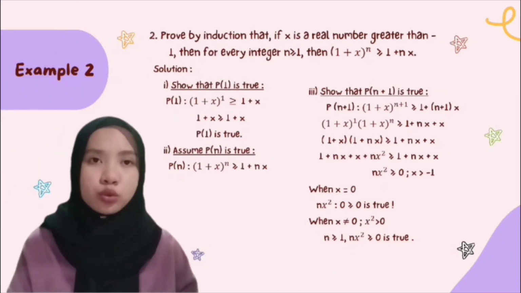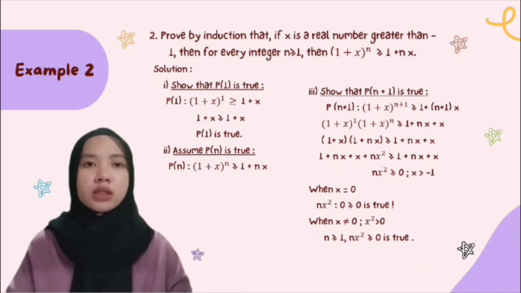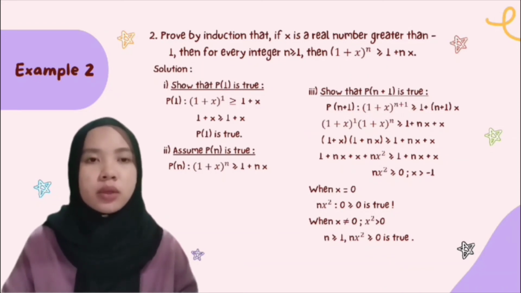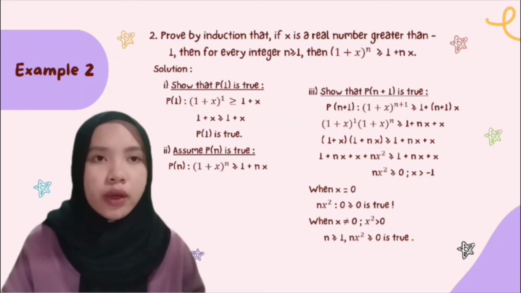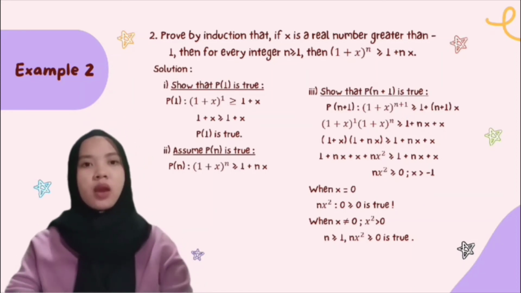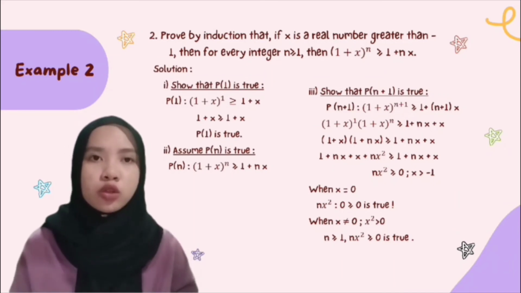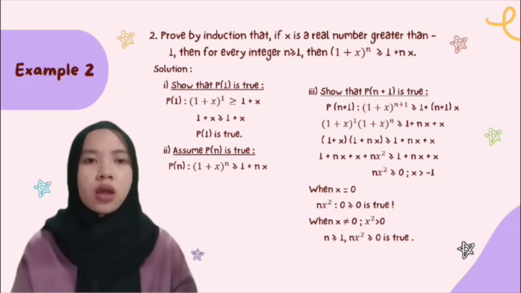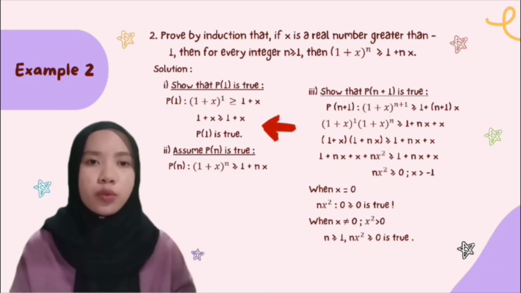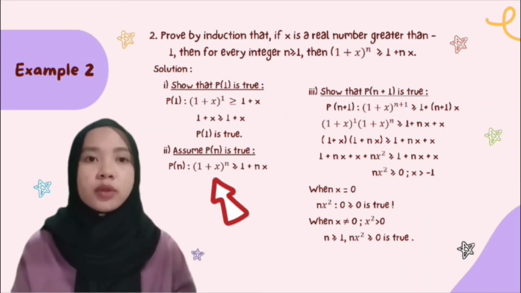For example 2, the question is to prove using mathematical induction that if x is a real number greater than -1, then for every integer n more than 1, (1 plus x) to the power of n is more than 1 plus nx. The first step is to show that P1 is true. We substitute 1 into (1 plus x) to the power of n more than 1 plus nx, and we get that P1 is true. Second, we assume Pn is true.